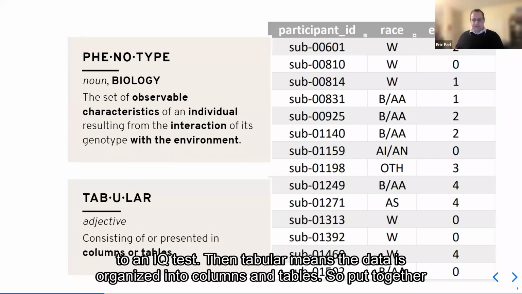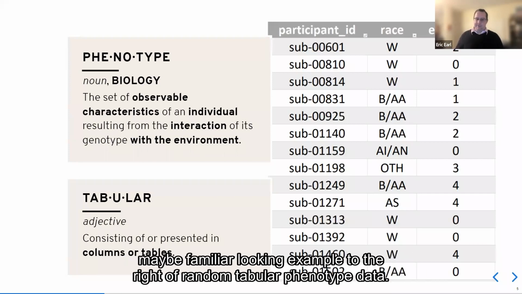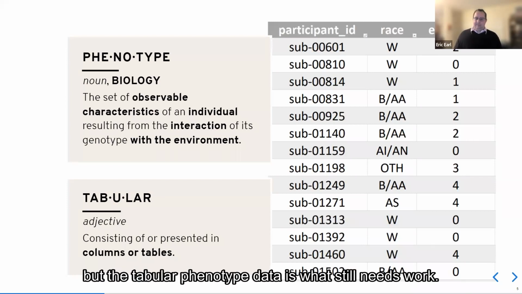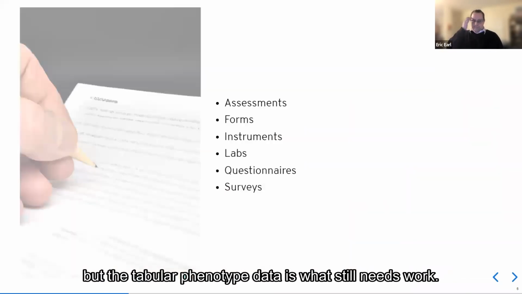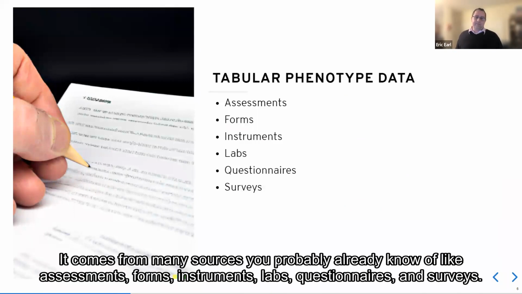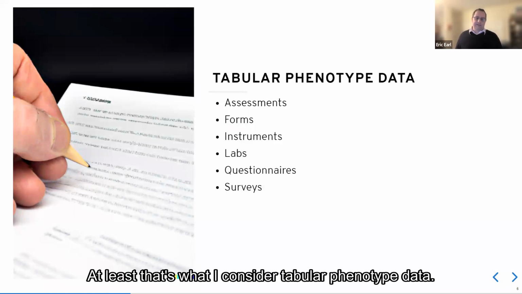So put together, we're talking about tables of data that represent observable characteristics of individuals, like this maybe familiar looking example to the right of random tabular phenotype data. BIDS covers imaging phenotype data pretty well, but the tabular phenotype data is what still needs work. Where might you find tabular phenotype data in the wild? It comes from many sources you probably already know of, like assessments, forms, instruments, labs, questionnaires, and surveys. At least that's what I consider tabular phenotype data.